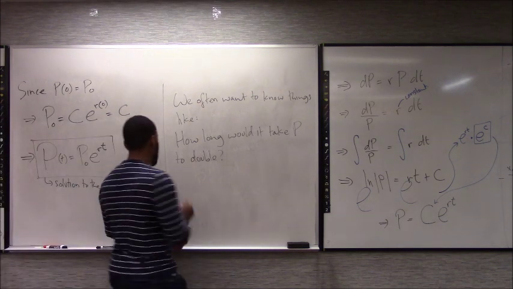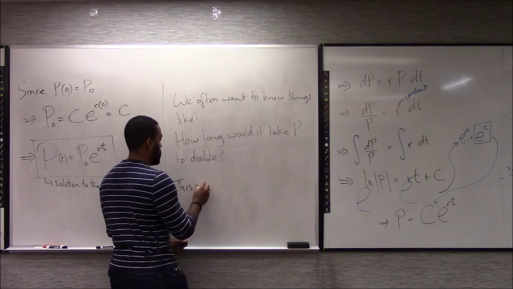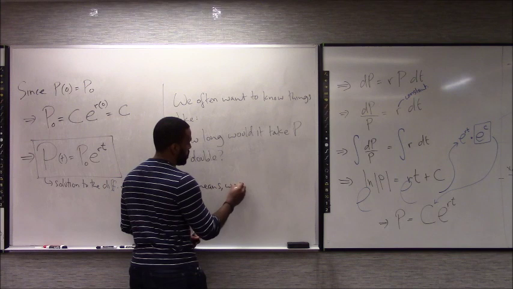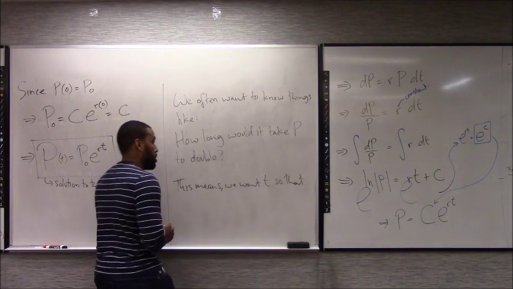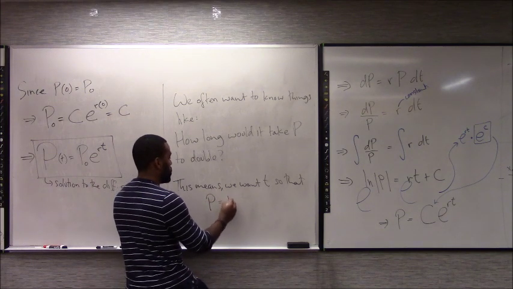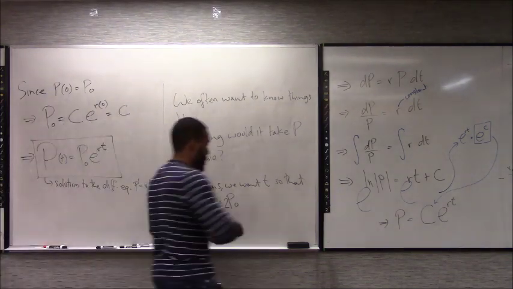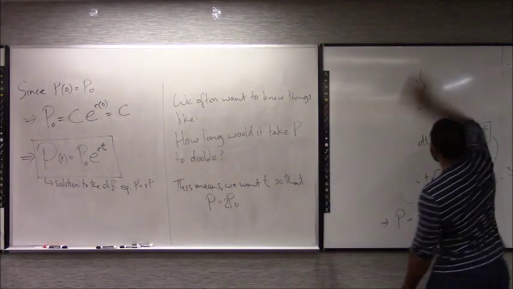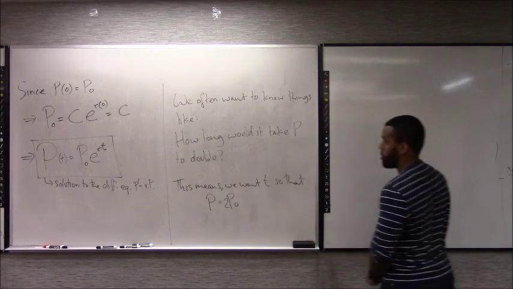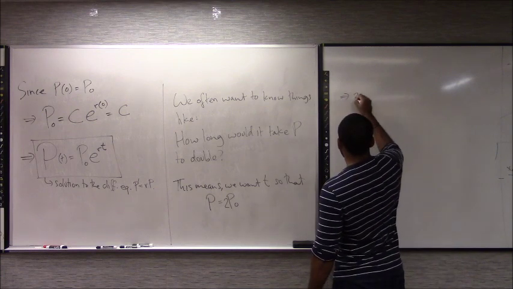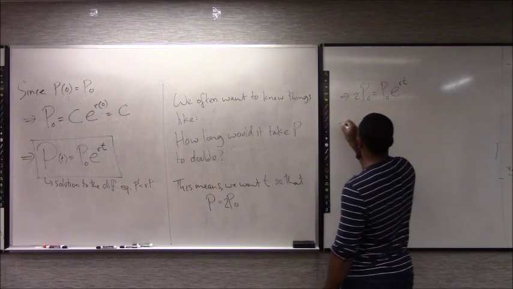And so, this means we want t so that our P is equal to double of what we started with. And so we can actually solve this. So this means I would have 2P0 equals P0 e to the rt. How do I solve for t?